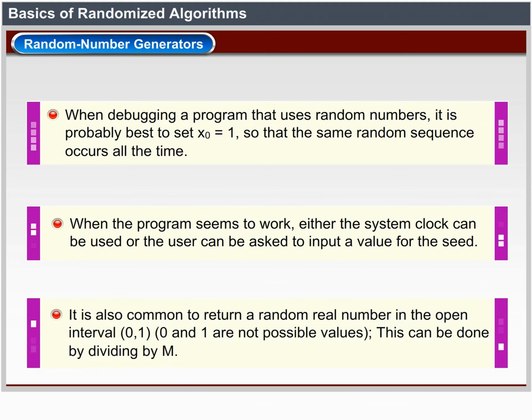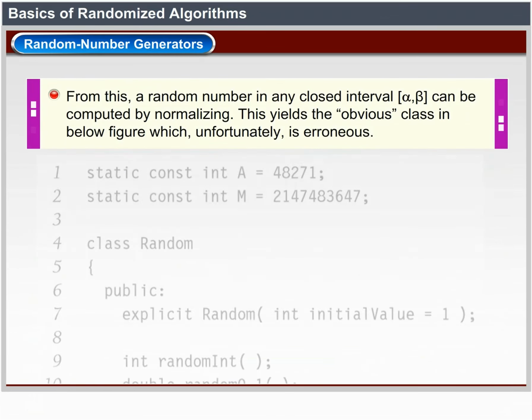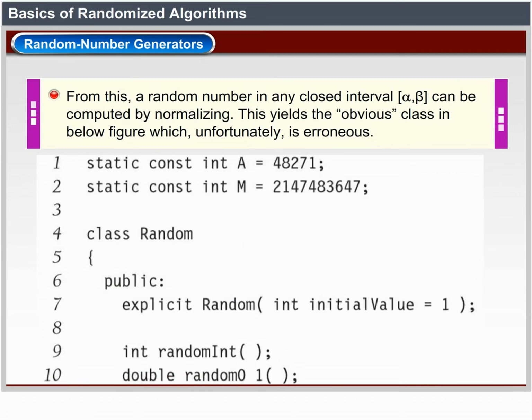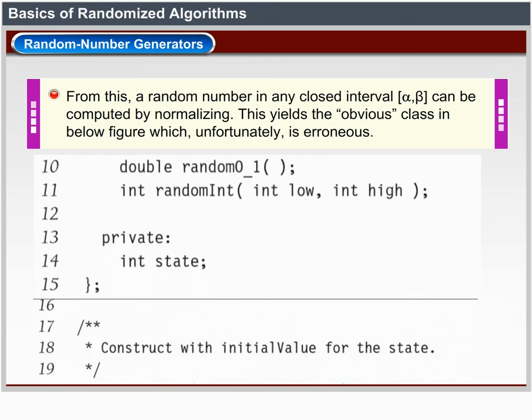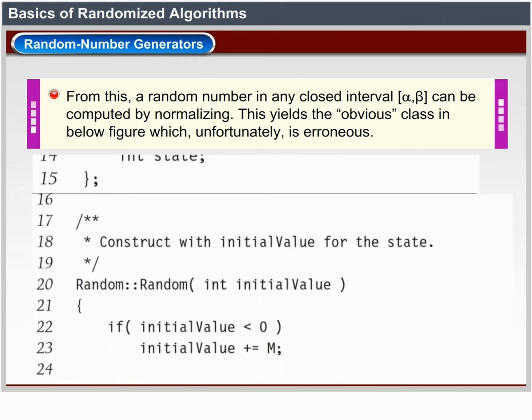It is also common to return a random real number in the open interval (0, 1). 0 and 1 are not possible values. This can be done by dividing by m. From this, a random number in any closed interval [alpha, beta] can be computed by normalizing. This yields the obvious class in the below figure, which unfortunately is erroneous.